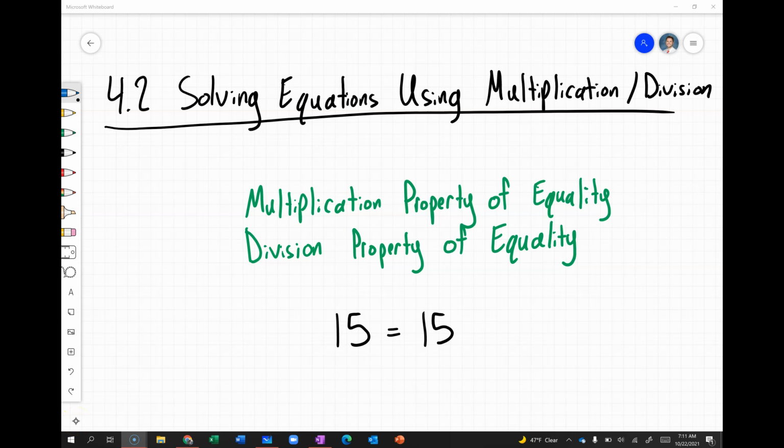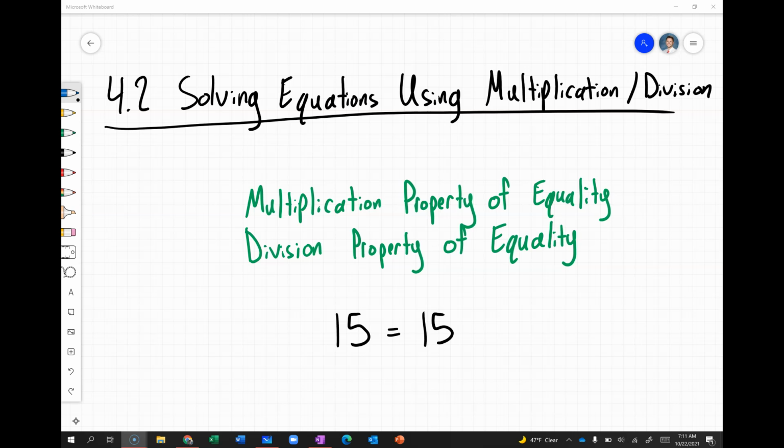Hey everybody, in this video we are going to solve equations using multiplication and division. So just like solving equations with addition and subtraction, there are some properties of equality that we can use to help us. So we've got the multiplication property of equality, which says that if you multiply both sides of an equation by the same value, those two sides of the equation remain equal.